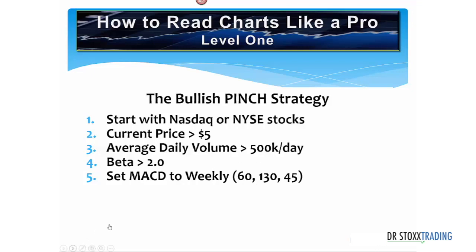And no, I'm sorry, that's the signal line. Getting a little confused. And then we're going to set our stochastics to the default value, 14 for the percentage K, 3 for percentage D.